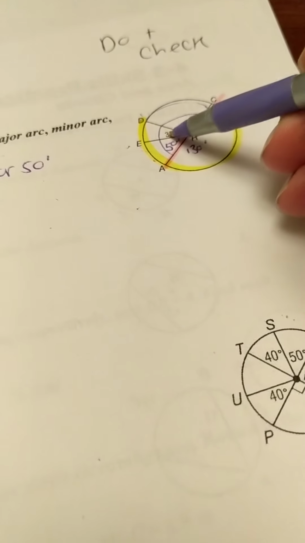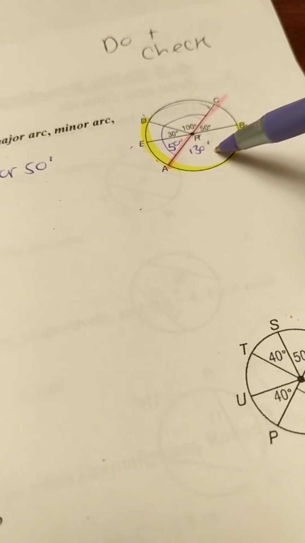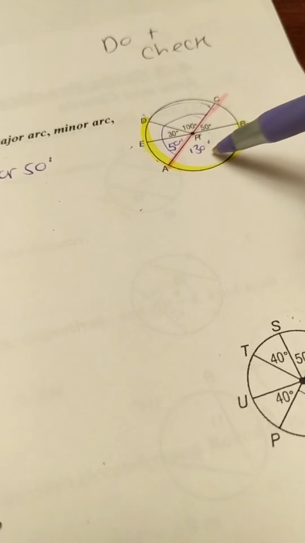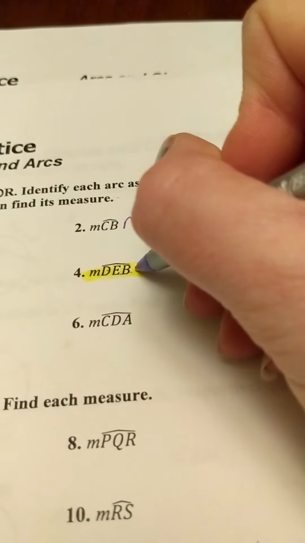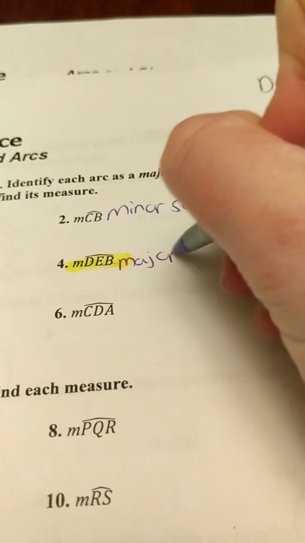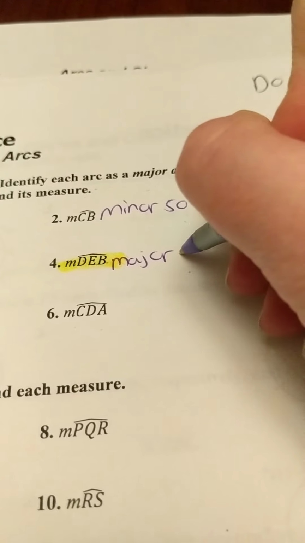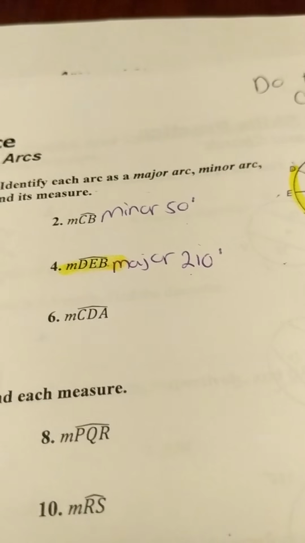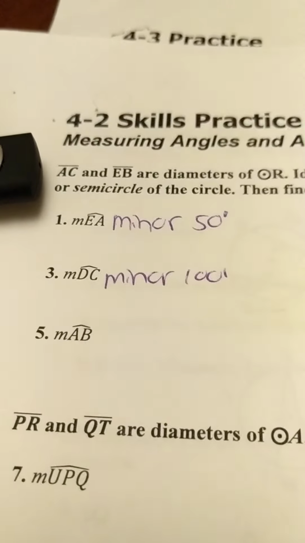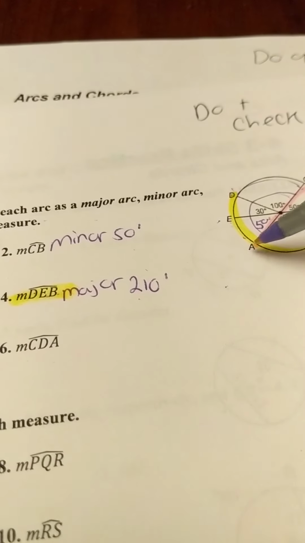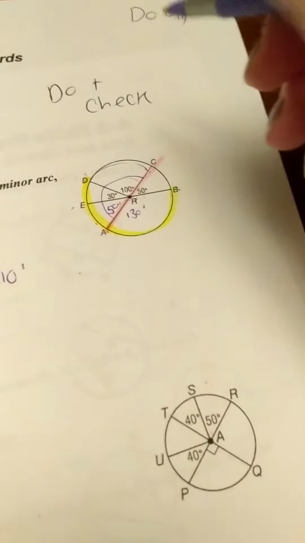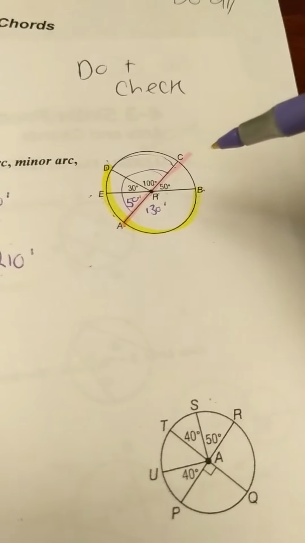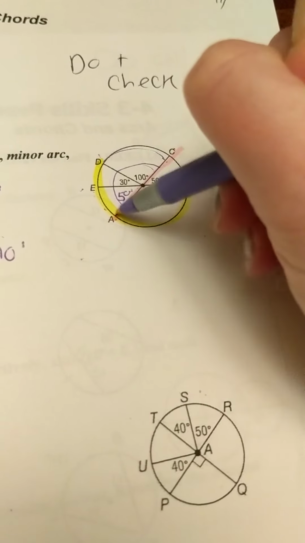So we have to add the 30 plus the 50 plus the 130. So we have 80 plus 130 to give us 210 degrees. We know that that's more than 180, so it's a major arc. So major 210. The next one, number 5, arc AB. We can look at our diagram. So from A to B is 130 degrees. So that's minor 130. And then our last one up here is number 6, C to D to A.